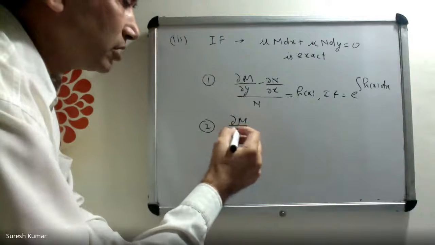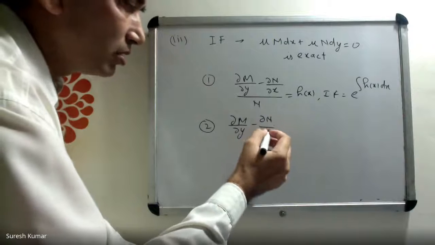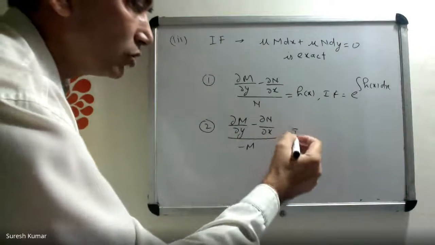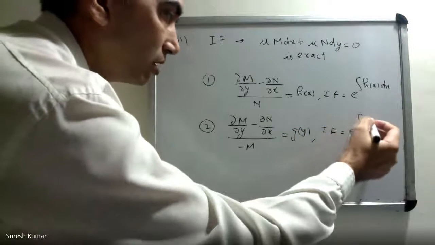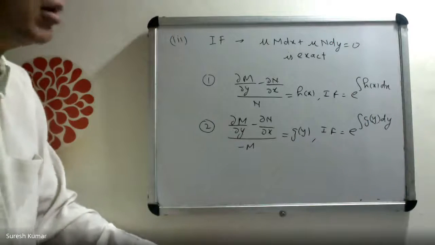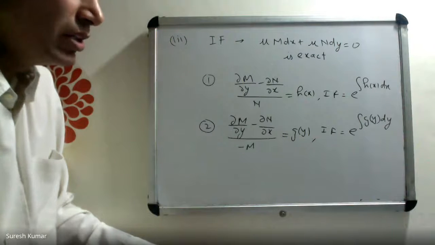In case the differential equation is not exact and you notice that (∂M/∂y − ∂N/∂x)/(−M) is a function of y, then the integrating factor is e^(∫g(y)dy).